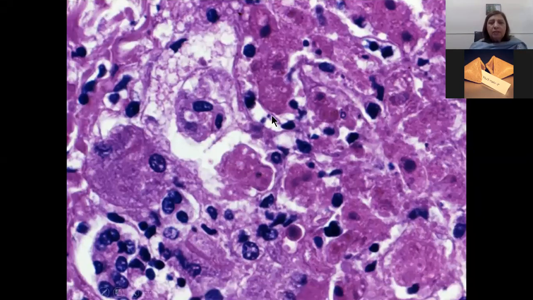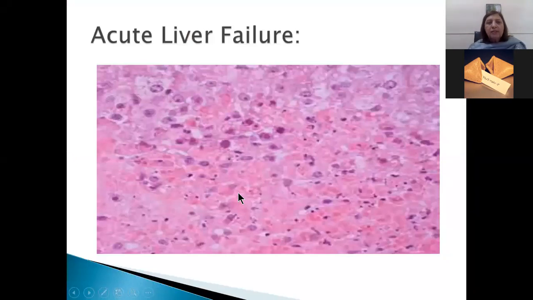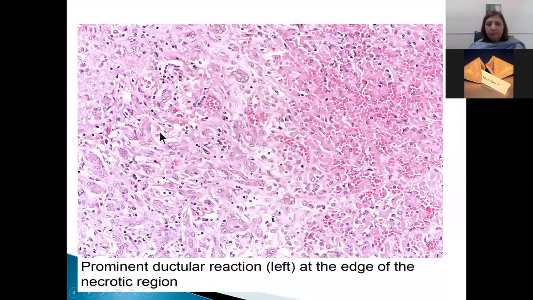Okay, so you can see all these hepatocytes, they are all degenerated, and the nuclei are also going to be degenerated. This is again the acute liver failure in which you can see degenerated hepatocytes and inflammatory infiltrate present in between, and these nuclei are also going to undergo necrosis.